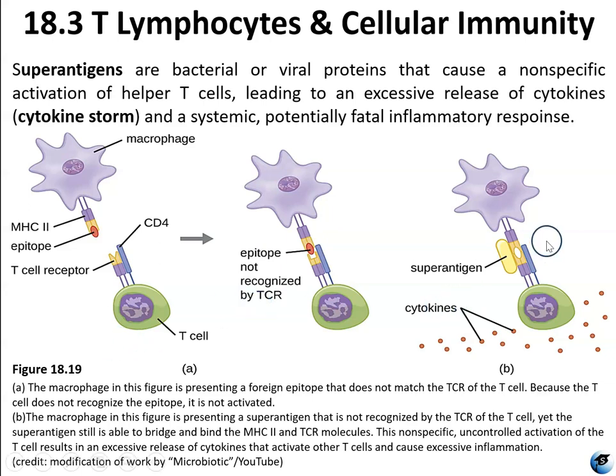And then over here, the macrophage is presenting a superantigen that's not recognized by the T cell receptor of the T cell, but the superantigen is still able to bridge and bind to the MHC2 and T cell receptor molecules. This is a nonspecific and uncontrolled activation of the T cell, and it's happening because of an excessive release of cytokines that activate other T cells and cause excessive inflammation.